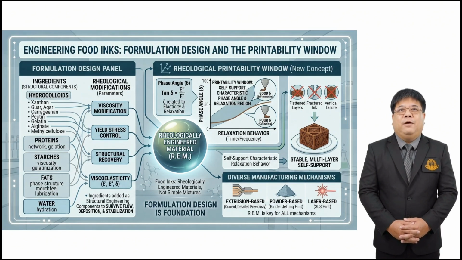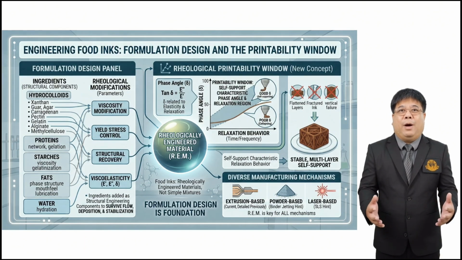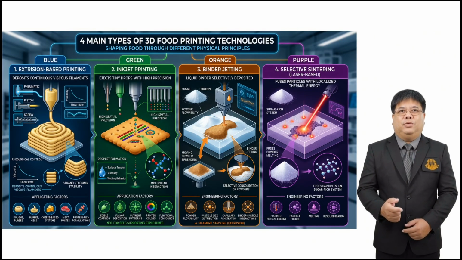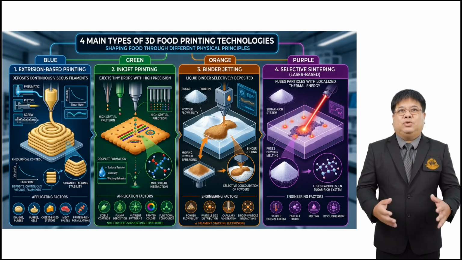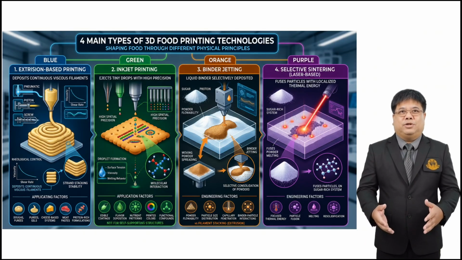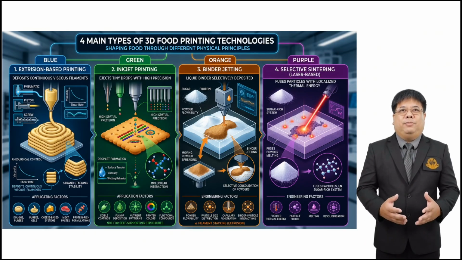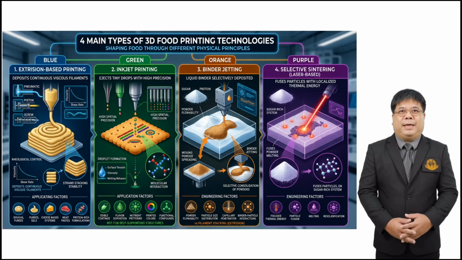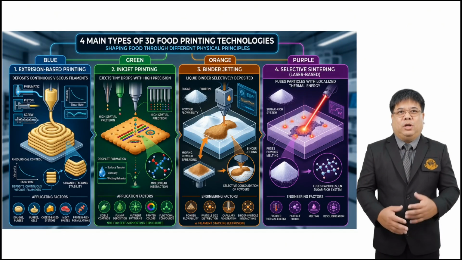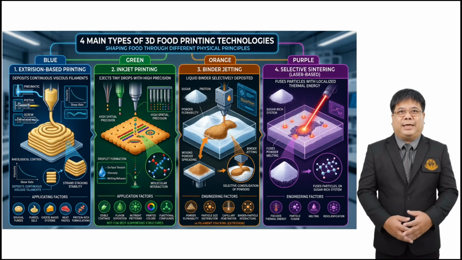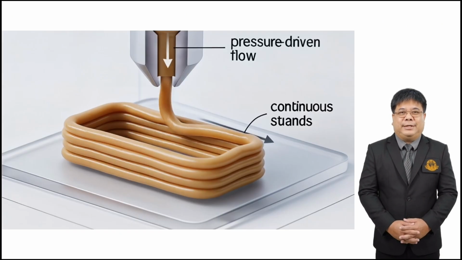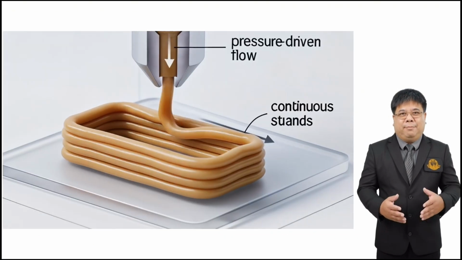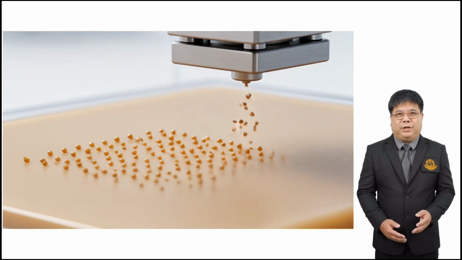And importantly, food printing does not rely on only one manufacturing mechanism. Different printing technologies shape food through different physical principles. Extrusion-based printing deposits continuous strands of viscous material through pneumatic, piston-driven, or screw-driven pressure systems. This method depends heavily on rheological control, nozzle flow behavior, and strand stacking stability. It is ideal for paste-like foods such as doughs, purees, gels, cheese-based systems, meat pastes, and protein-rich formulations.